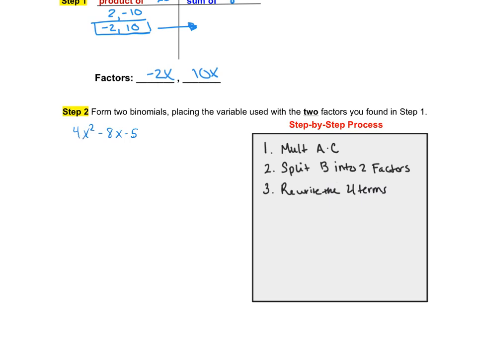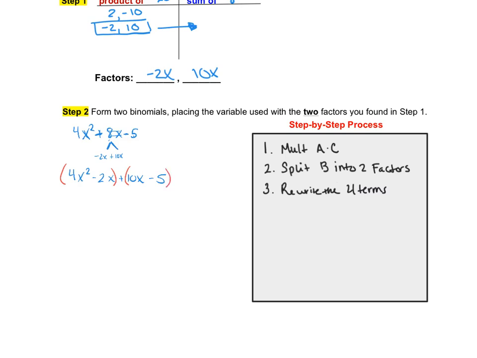Okay, so what that means is that positive 8x doesn't exist anymore. It became negative 2x plus 10x. So I'm not going to write that 8x. I'm going to just rewrite my four terms: 4x squared minus 2x plus 10x and the minus 5 at the end. Now that I have four terms, I can use factor by grouping.